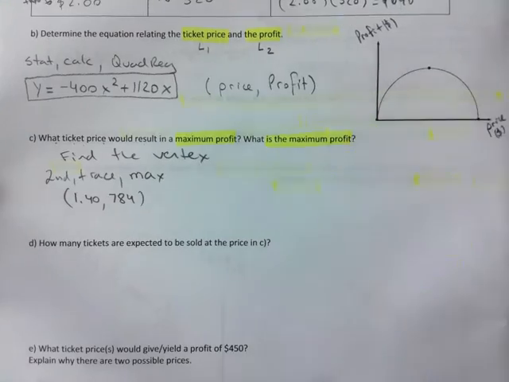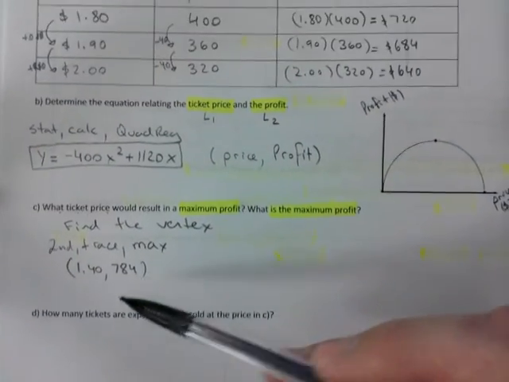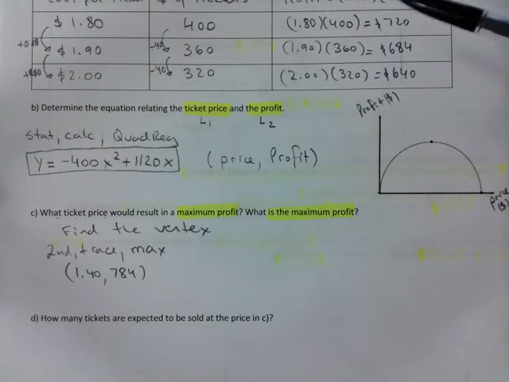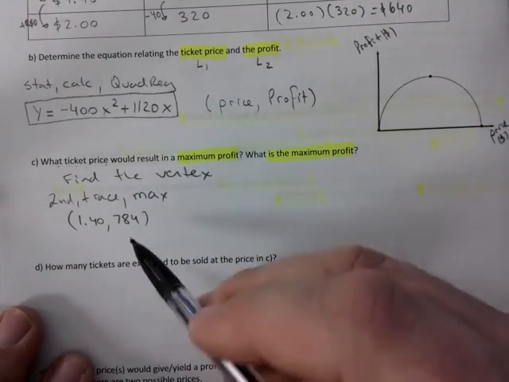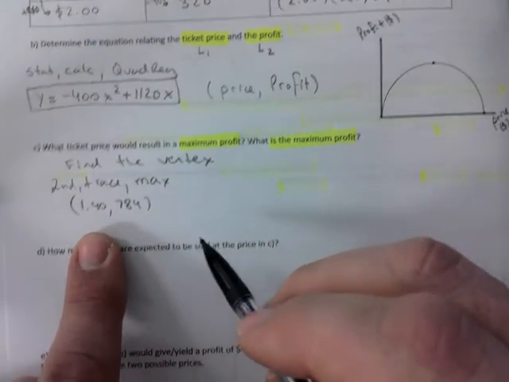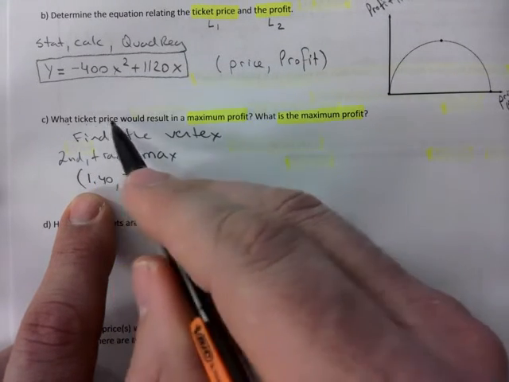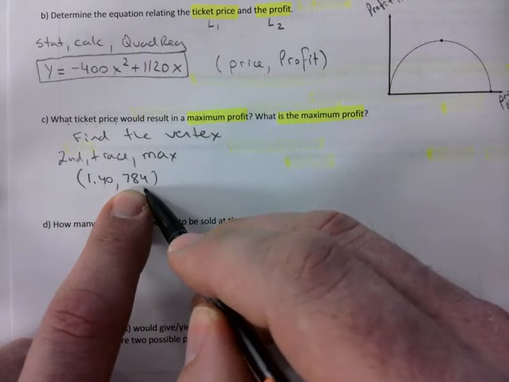Sometimes, in rare circumstances, this point that you just found happens to be in the chart, but it doesn't happen very often. Okay, I would say 99% of the time you're going to have to do this. So what did we just find? This is the ticket price. This is the ticket price. This is the profit, right?